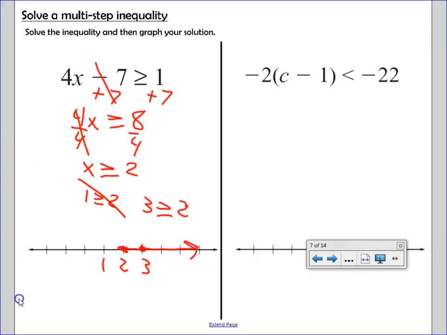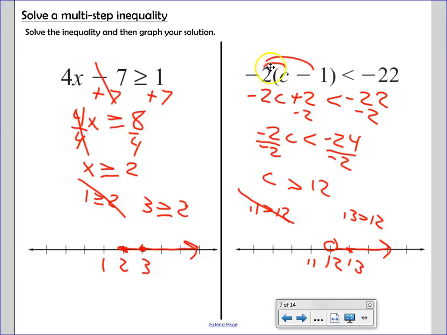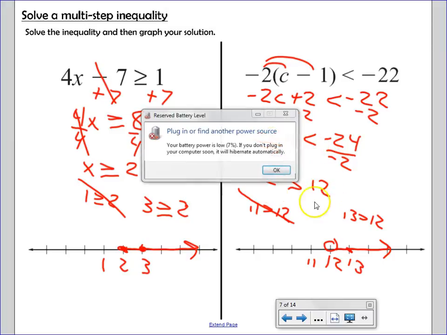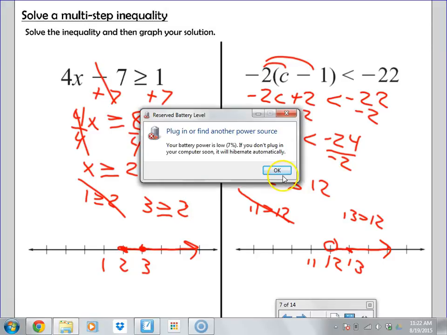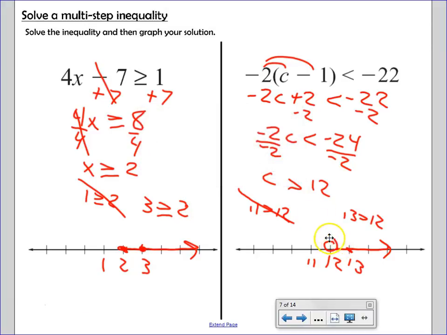Okay, in order to get c by itself, I distribute it first. And then I subtract 2 from both sides. Nothing happens to the inequality sign. Divide by negative 2. Since I'm dividing by a negative, that inequality needs to flip. So c is greater than 12. Since it's just greater, I include the empty circle to show where the dividing point is. Then I check my solutions. Is 11 or 13 greater than 12? 13 is. So I'll draw an arrow to the right to show where all the solutions are.